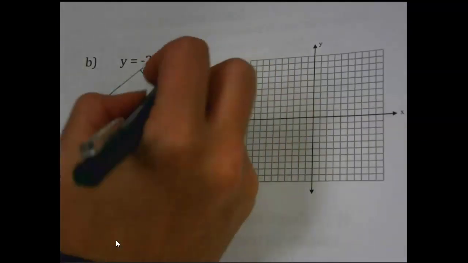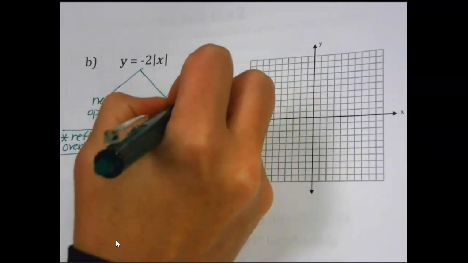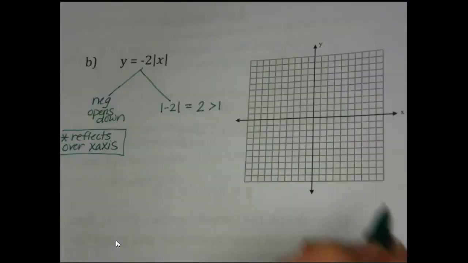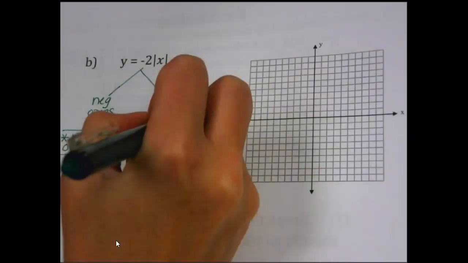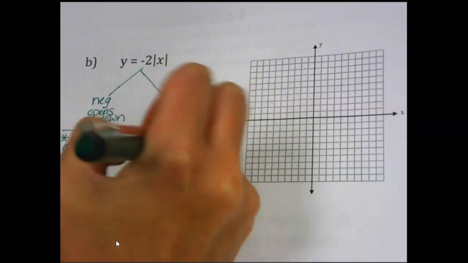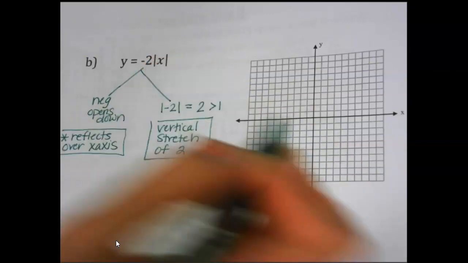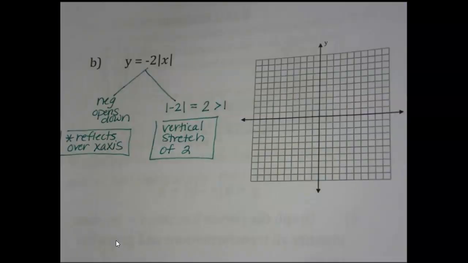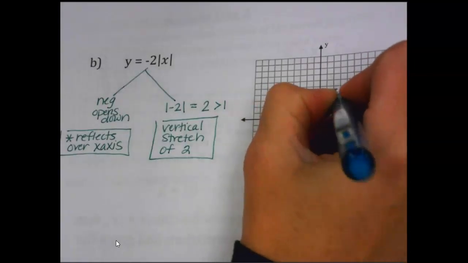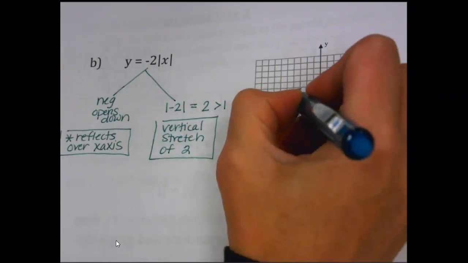And then remember, you have to take the absolute value. The absolute value of negative 2 is a positive 2, which is greater than 1. So that would give us a vertical stretch. And you always put by how many, so a vertical stretch of 2. Oh goodness, we didn't graph our parent function first, so we got to put that parent function on here. Dot that.